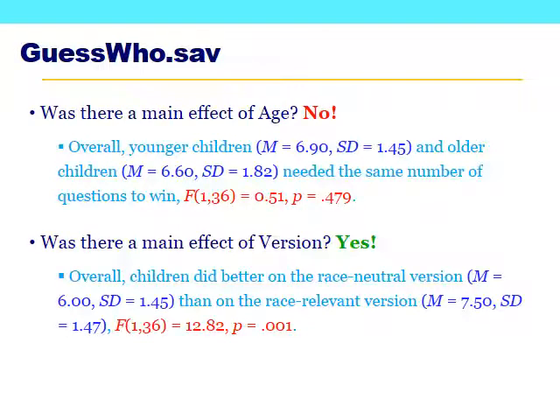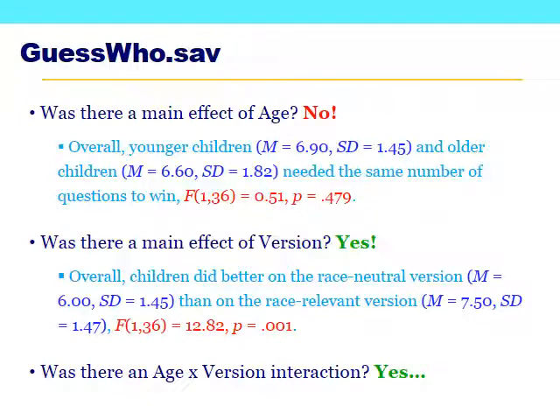Here are the first 2/3 of our write-up. Remember that this would be preceded by a single sentence that explains our variables and our groups. We did not find a main effect of age, which we can summarize in one sentence that includes not only the results of the F-test, but also the marginal means and standard deviations for both younger and older kids. We did find a main effect of version, and again we would include the results of the F-test, as well as the marginal means and standard deviations for the 2 different versions of the game.